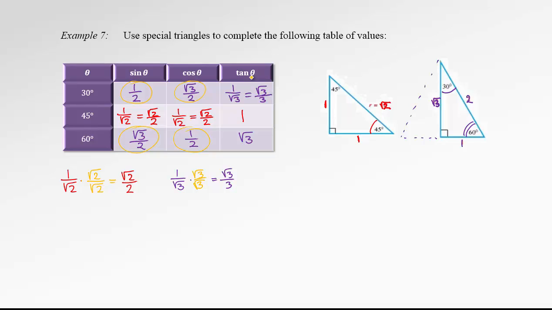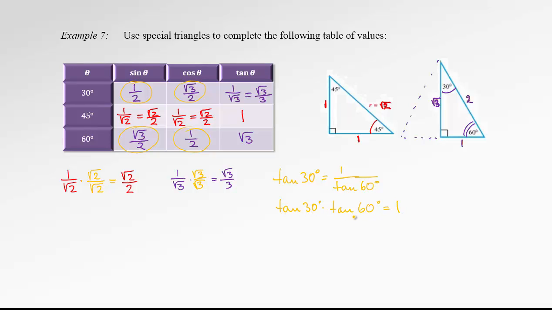Also, notice that the value of tangent of 30 is the same as the reciprocal of the value of tangent of 60. So tangent 30 degrees is the same as 1 over tangent 60 degrees. Or we can rewrite this equation as tangent 30 times tangent 60 is equal to 1. So we multiplied tangents of complementary angles and we got 1.